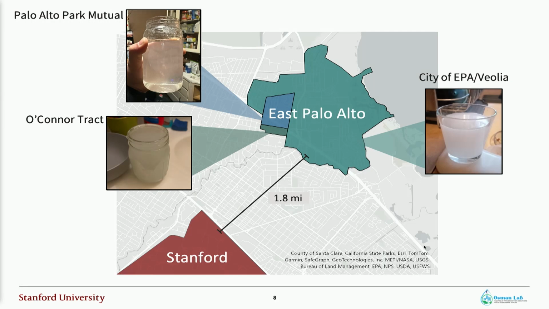You have Palo Alto, Park Mutual, and O'Connor Tract, which are using groundwater as their primary source for serving their communities. And then you have City of East Palo Alto in partnership with Veolia that uses Hetch Hetchy water to service water to their communities. What we're seeing here, though, is regardless of which water provider is providing water to this community, there's this consistent reporting of odor, smell, and taste.